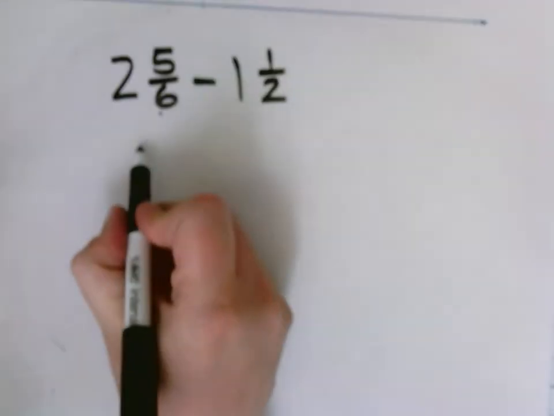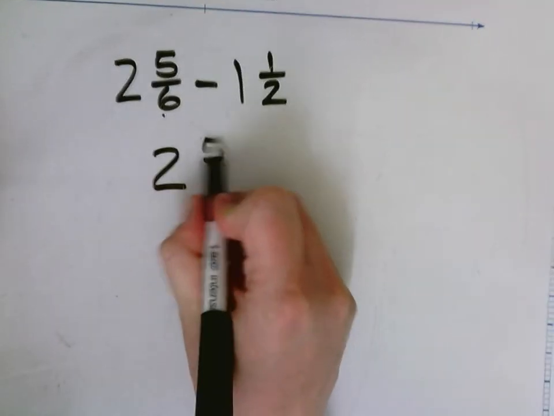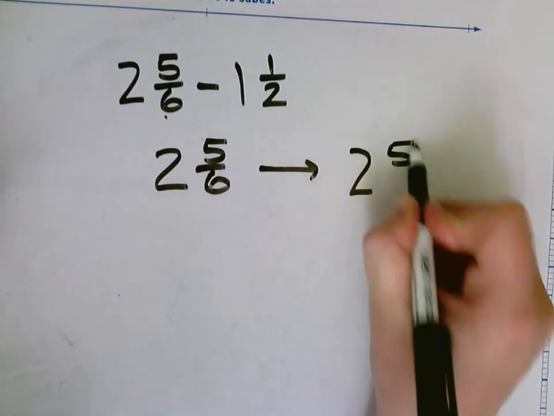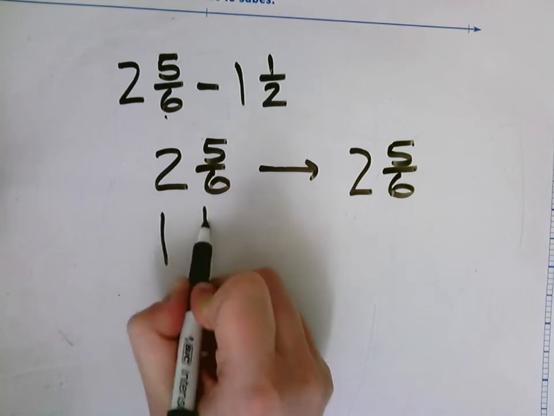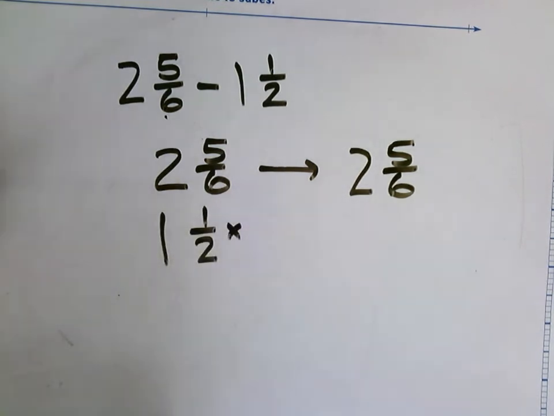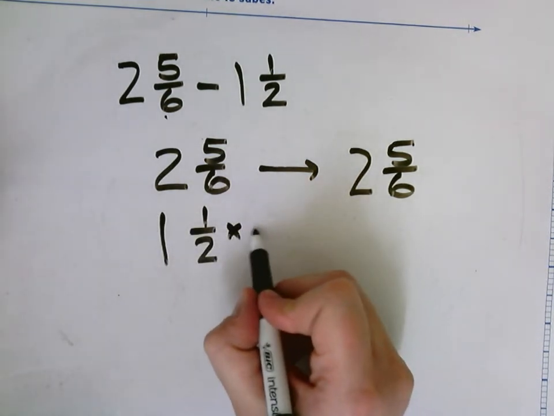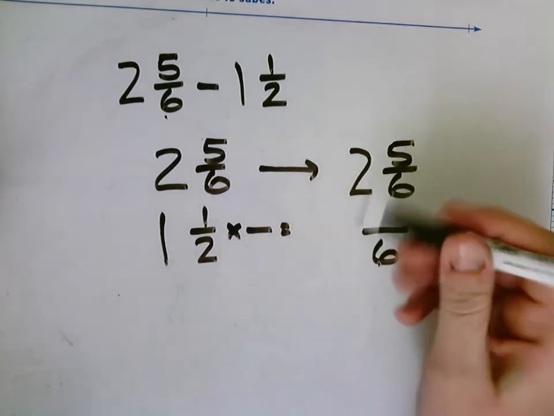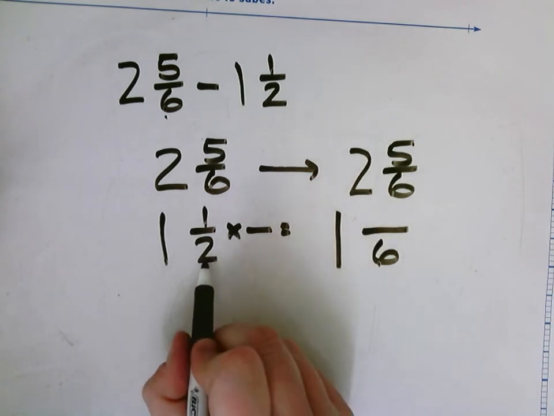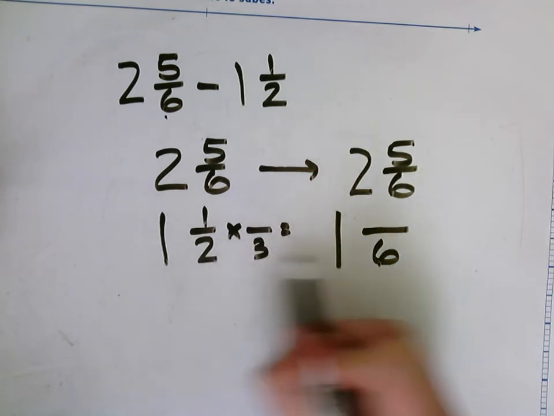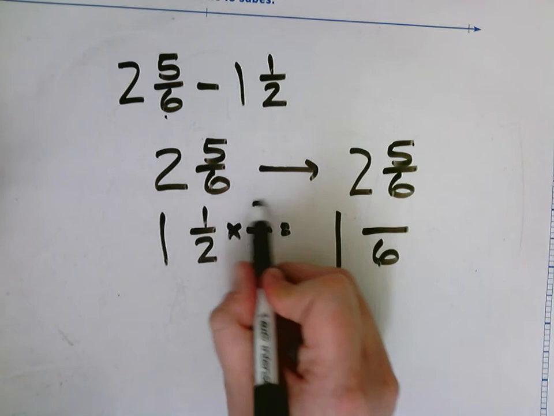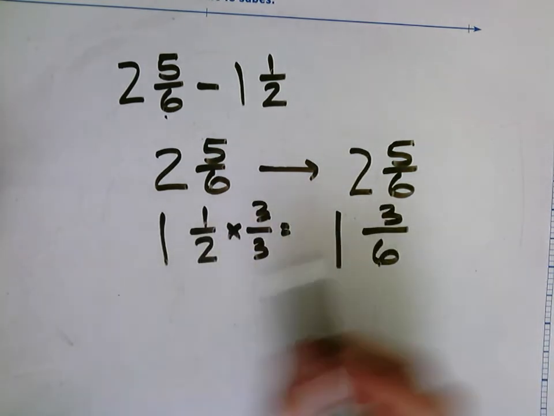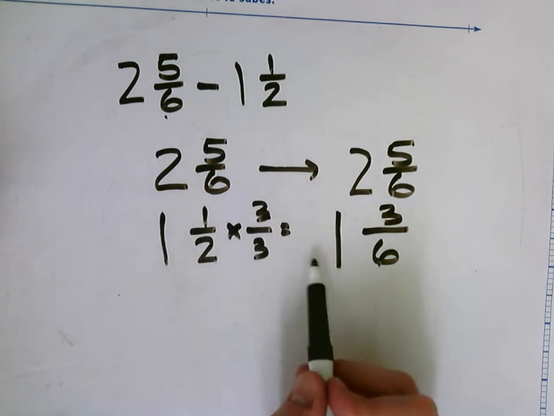Okay, so my 2 5/6 is going to stay the same. But my 1 1/2, I want to change that so it has a denominator of 6. And my whole number is going to stay the same. 2 times 3 equals 6. So 1 times 3 is going to give me my new numerator of 3/6. So 1 1/2 is equal to 1 3/6.